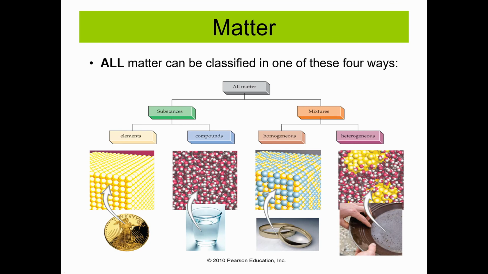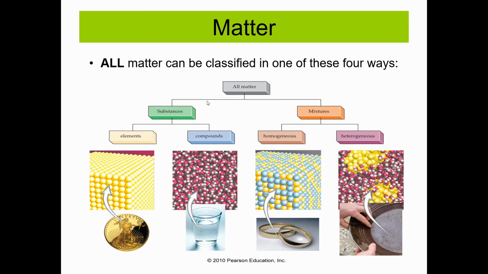All matter can be classified into the following subsections. First, we have substances and mixtures. A substance is a molecule that's going to be a pure form of matter. And this substance is going to have a fixed composition that doesn't vary from one sample to another. So it's going to be a pure form of one single type of molecule.